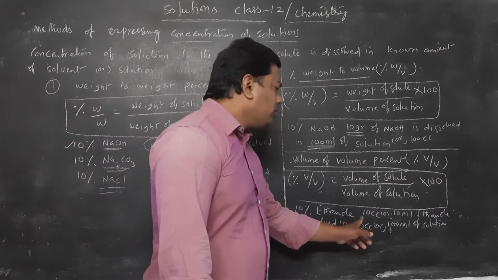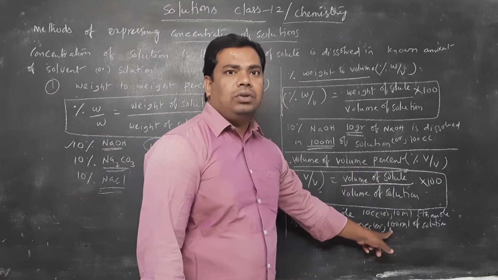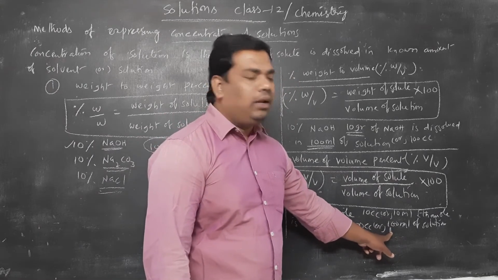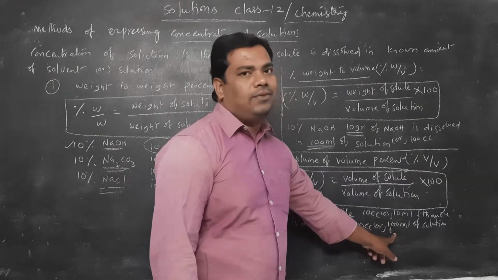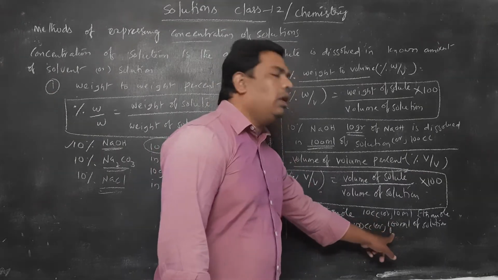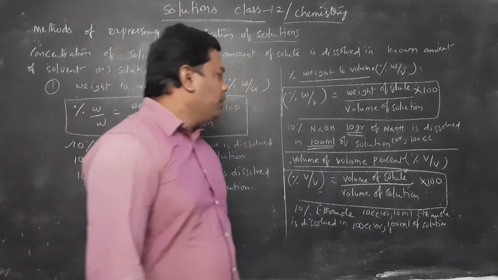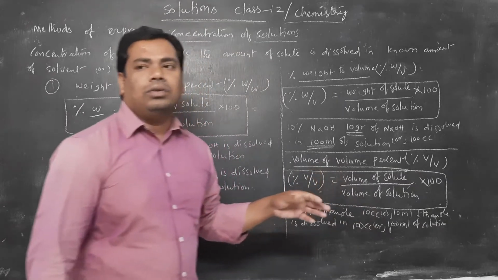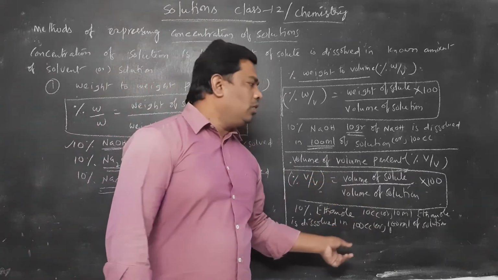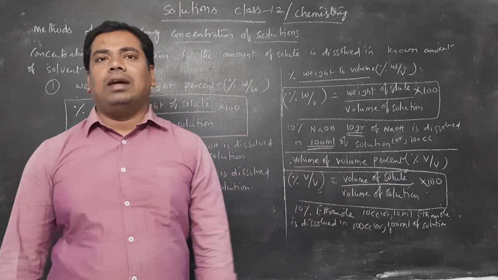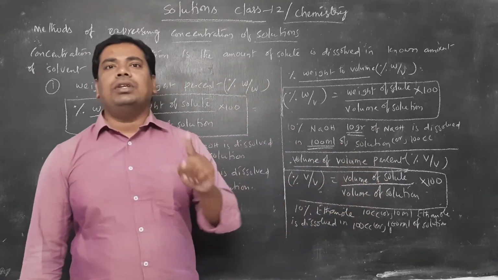So here the total quantity is 100 ml, student. But here we will add only 90 ml of water and 10 ml of ethanol, then it equals 100 ml of solution. Okay. So generally the common mistake is to measure the 10 ml of ethanol and dissolve it in 100 ml of water. That is not correct. The total volume of solution is equal to 100.